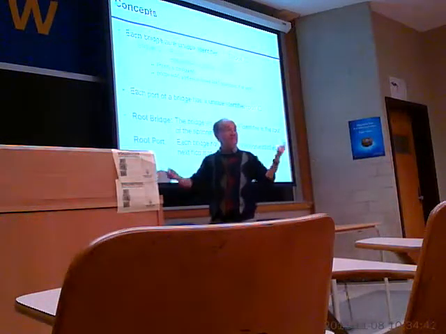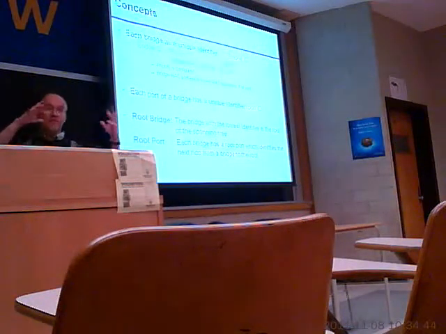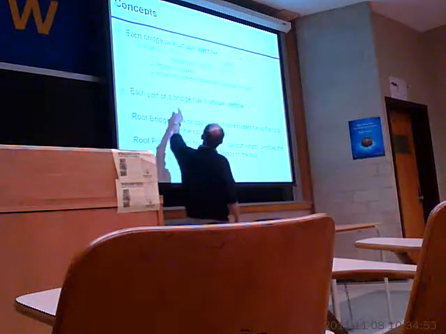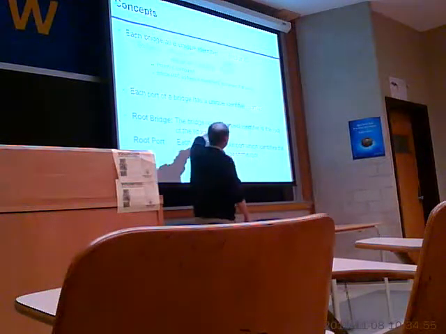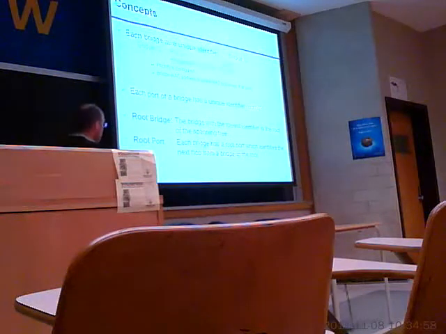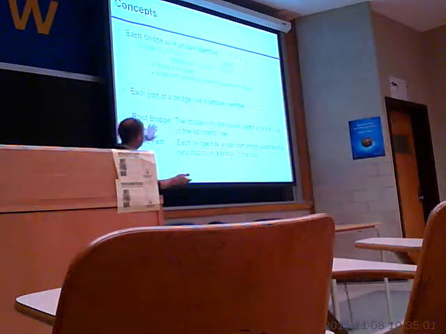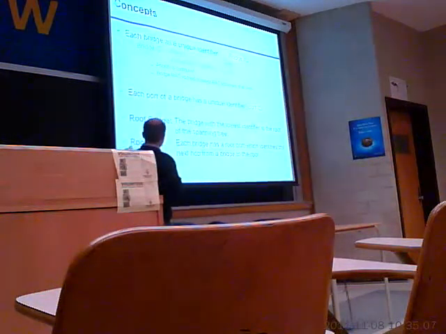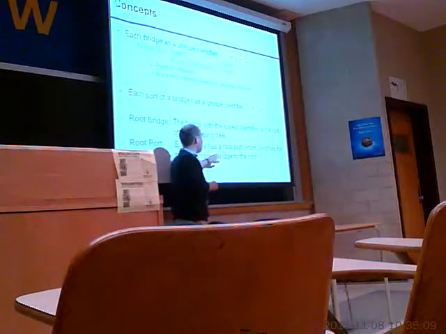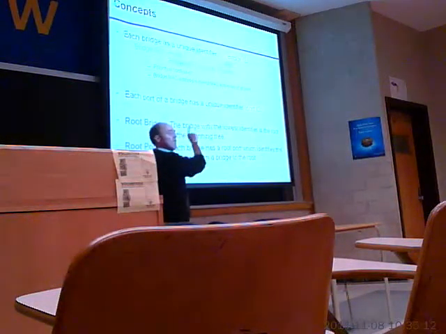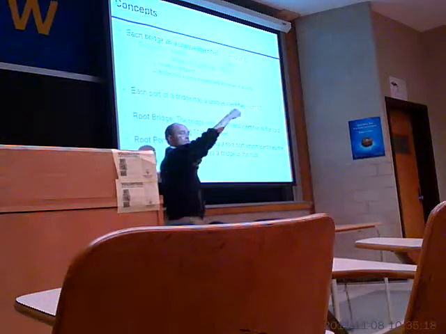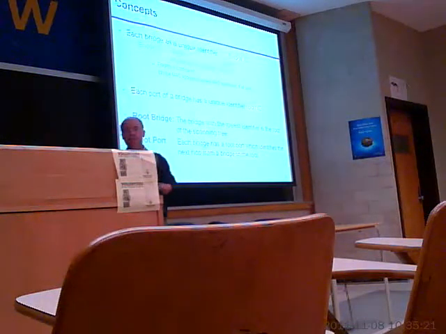Because the root bridge gets the most traffic. Let's see. Each port of a bridge has a unique identifier. That's called the port ID. So the root bridge is the bridge with the lowest identifier. Then there's a root port. Each bridge has a root port which identifies the next hop from the bridge to the root. That's kind of the direction of the shortest path.